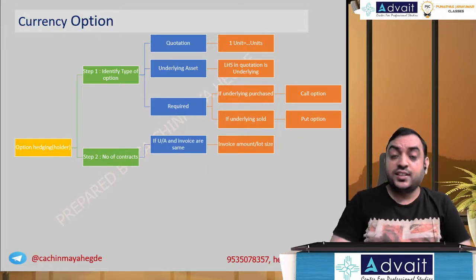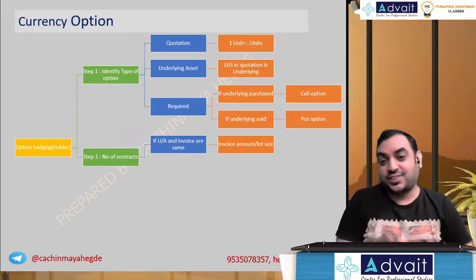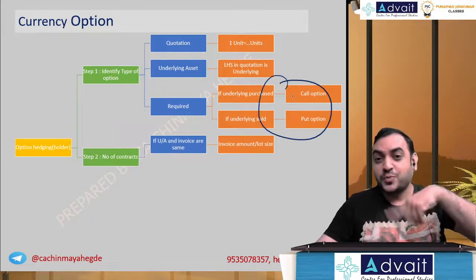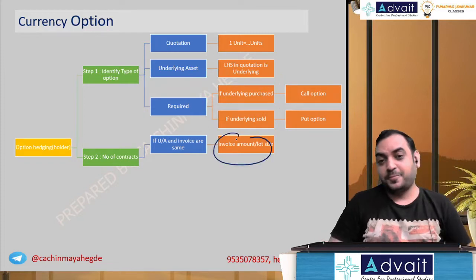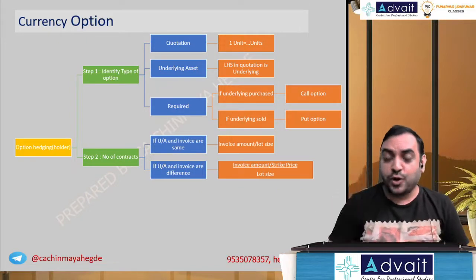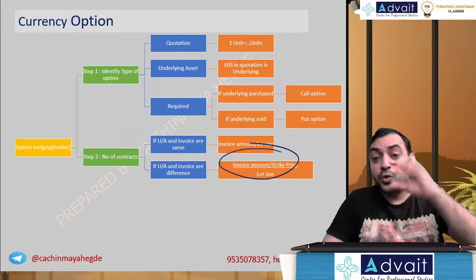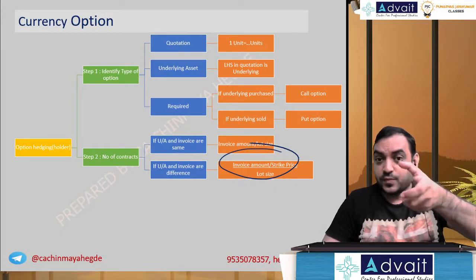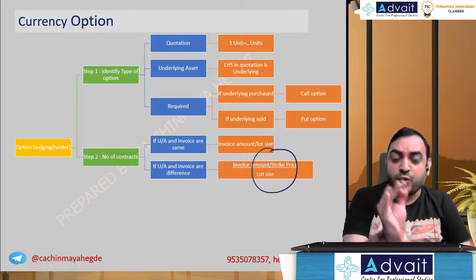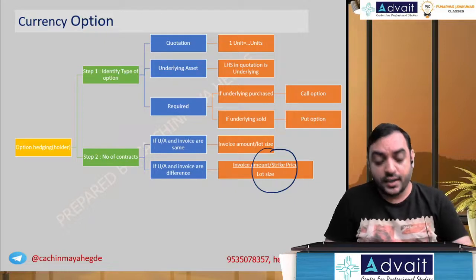But if invoice amount is in pounds, but underlying asset is in dollars, there is a mismatch. Especially in this case, when you do the opposite, you feel like call, but you select put. You feel like put, you select call. In that case, if the underlying asset and invoice amounts are different, then invoice amount in dollars divided by strike price in pounds will give you pounds. And when you get the pounds, lot size in pounds, you'll be able to get the number of contracts. So if invoice amount and underlying assets are different, then you should convert the invoice amount. How do you convert? By dividing by strike price.